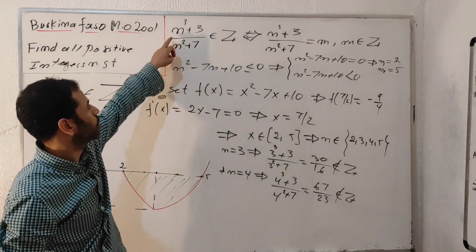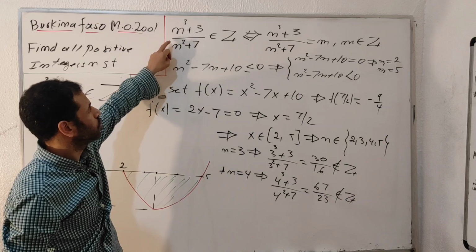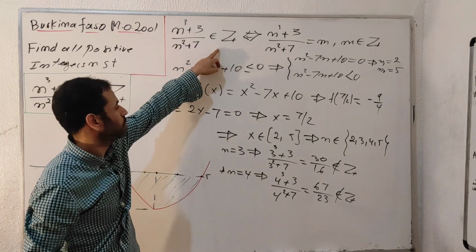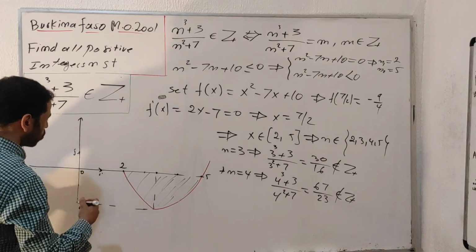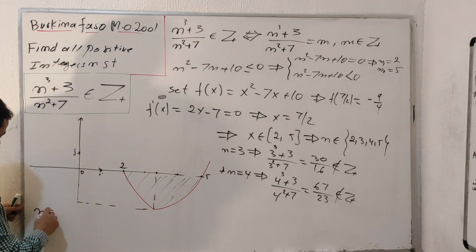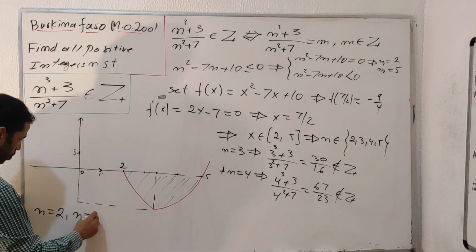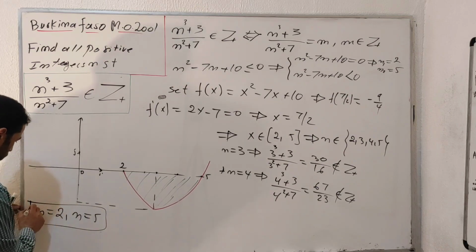If you replace 2 and 5 into this expression, it gives you an integer. So which means the only solutions that we have are n equals 2 and n equals 5. Okay, so I have done this problem.